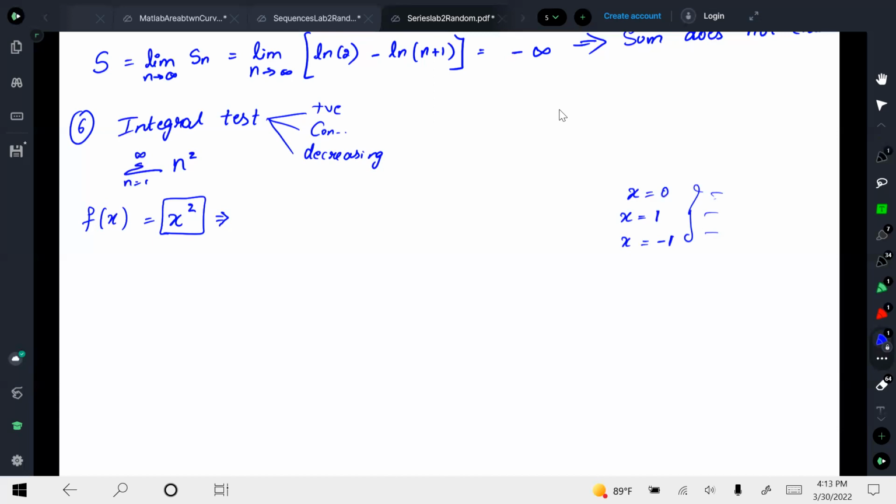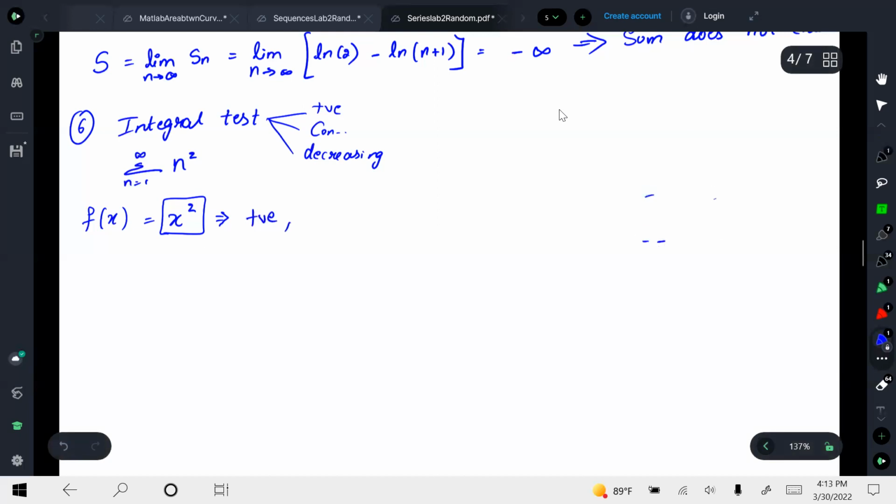It is positive, right? It is positive. Is it continuous? When I say continuous, that means there should not be any break or discontinuity in the graph, right? That's how continuity is defined.